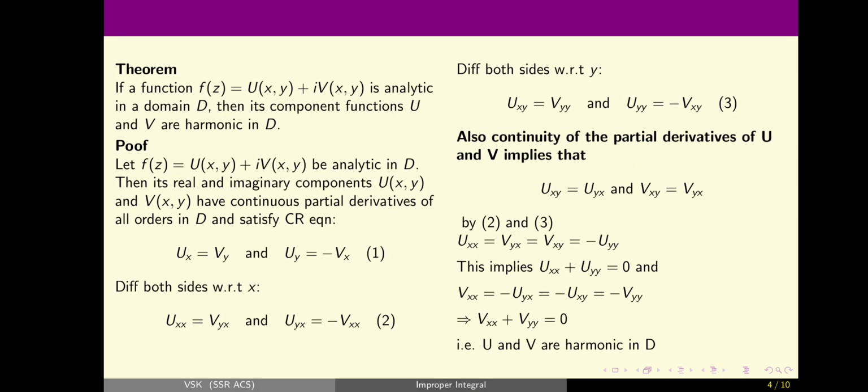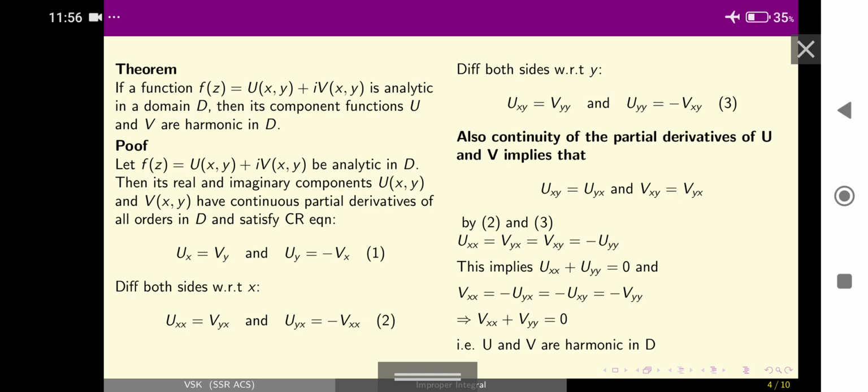Now let us see a theorem. The statement of this theorem is, if a function f(z) = u(x,y) + i v(x,y) is analytic in a domain D, then its component functions u and v are harmonic in D. So we have to prove that if f(z) is analytic, then component functions u and v are harmonic in D. So let us see the proof.